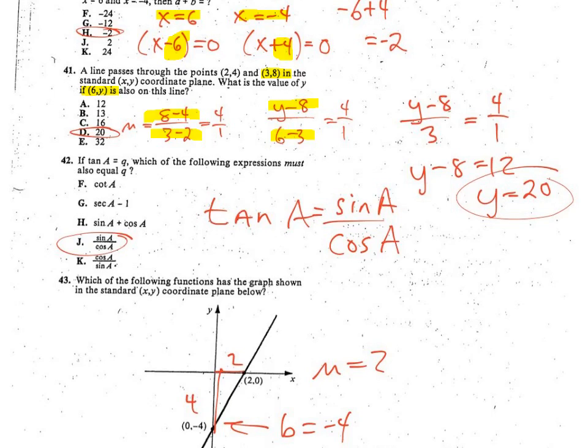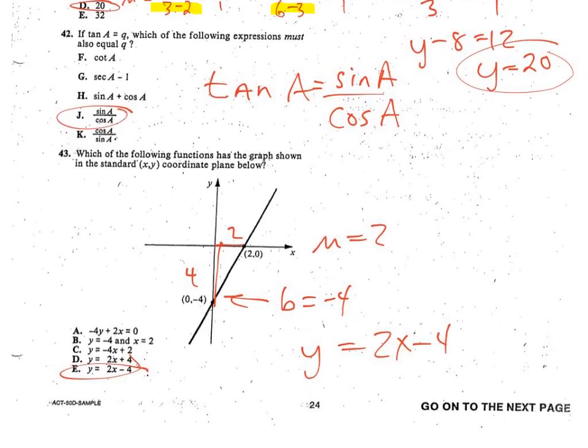For 42, we're given that the tangent of A equals Q, and they're asking which of the following expressions. This is where you have to identify your trig identities and trig ratios, and one of those identities is that the tangent of A equals the sine of A over the cosine of A.